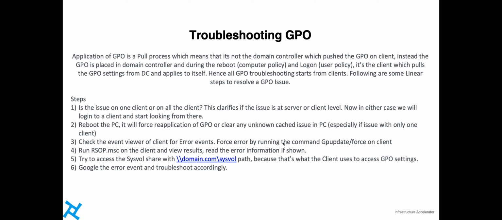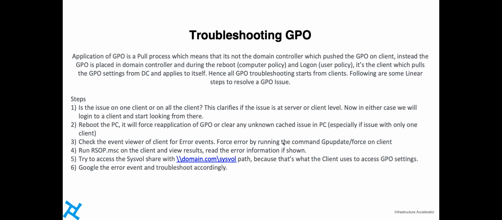Following are some of the linear steps to resolve a group policy issue. Because it is a pull process, it is always important that you start the troubleshooting from the client end. You should do a resultant set of group policy on the client, and you should look into the event viewer of the client. So here is what we can do.